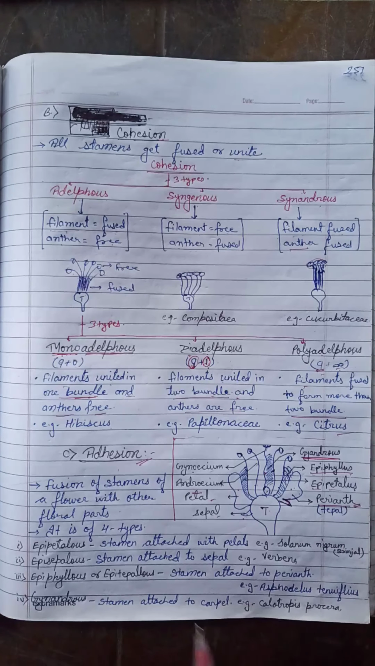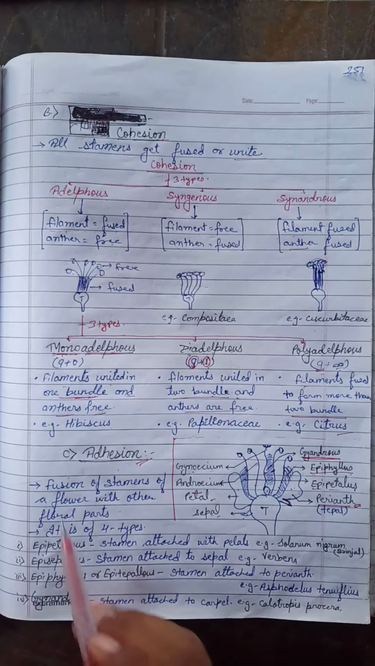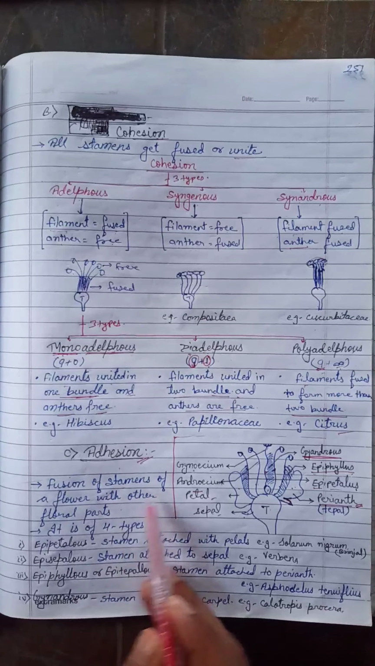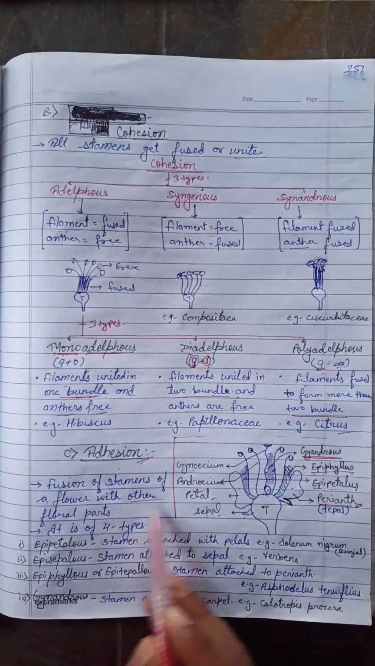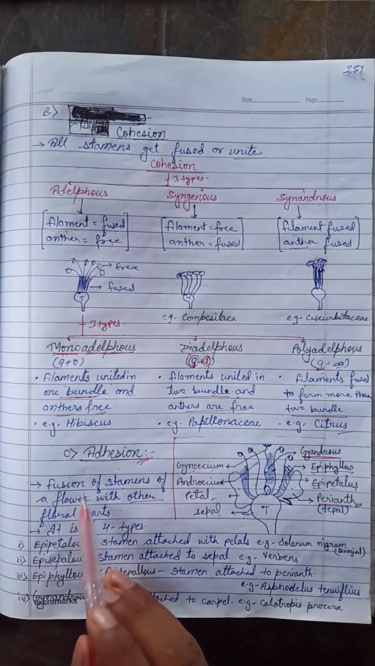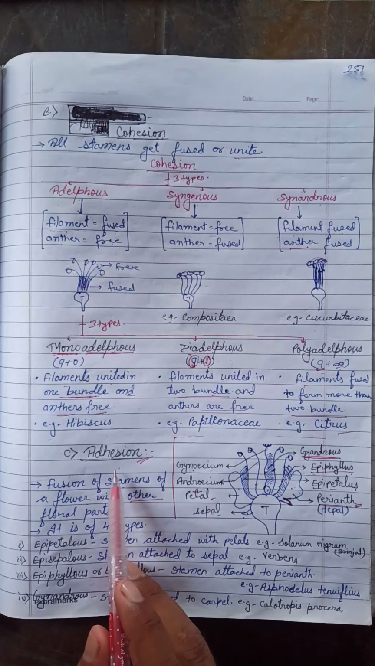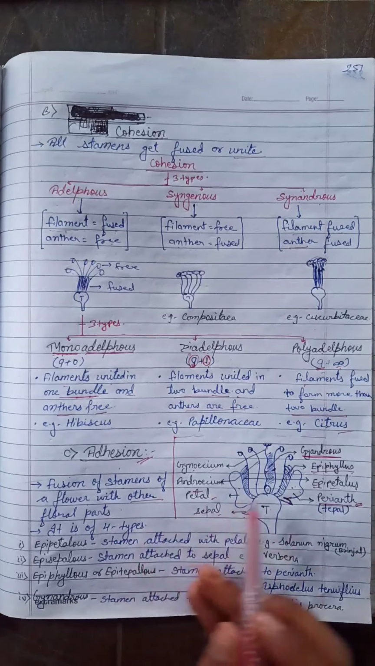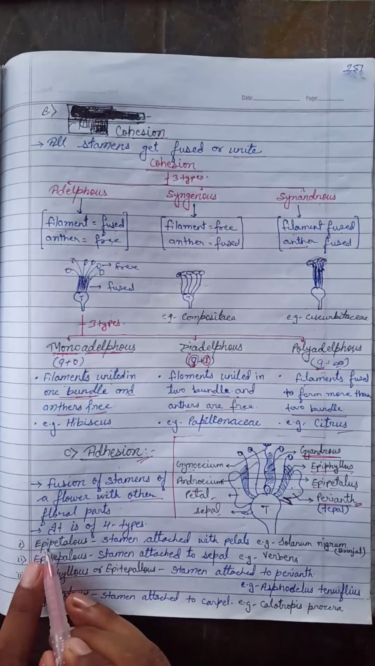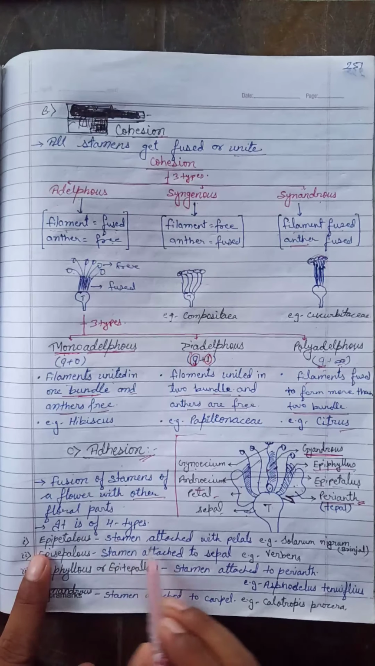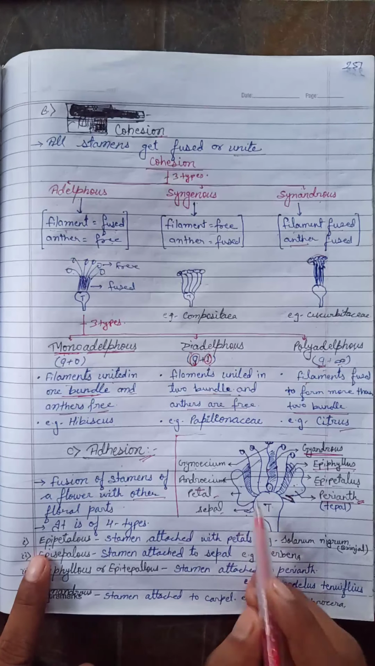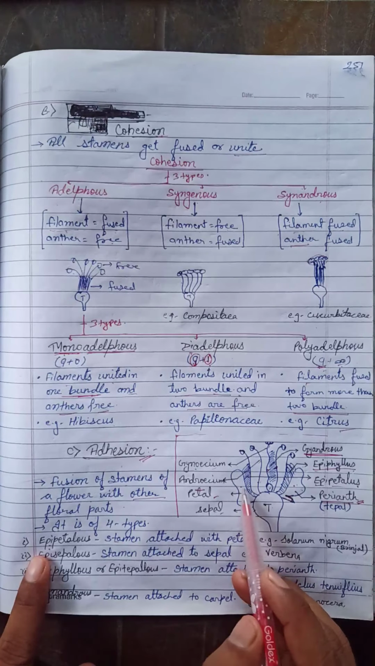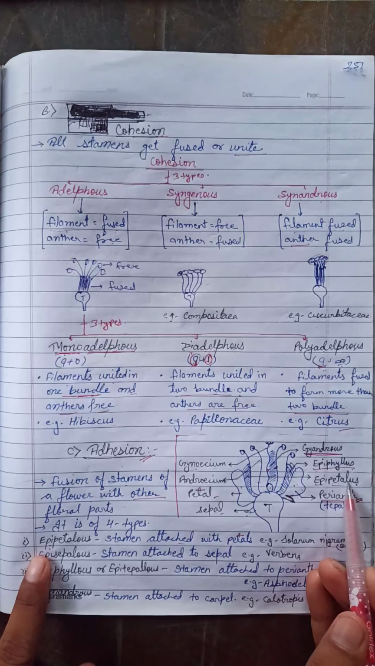This is the diagram for the adhesion condition. Look here. Fusion of stamens of a flower with other floral parts is called adhesion. Is it clear? It is of four types, as I told you. Epipetalous. Epipetalous means stamens attached with petals. Stamens attached with petals is called epipetalous.